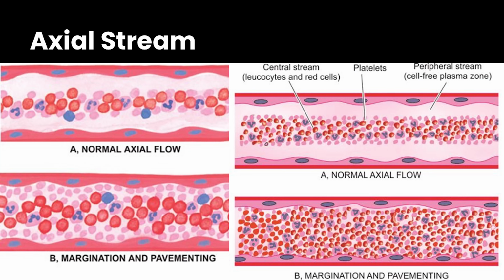And then when it moves too slowly, it starts to what's called margination and pavementing. So when it doesn't move fast enough, those proteins and those heavy materials start to move and touch the walls. What condition exemplifies this?